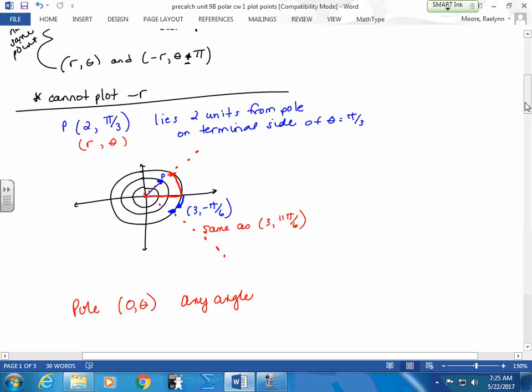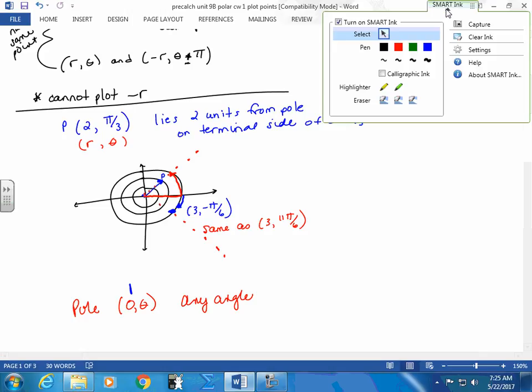Anything at the 0 is right on the, like the origin, if you will, at the pole. Because the 0 is an angle of 0, of a radius of 0, puts you right here. So it doesn't matter what angle you're at, you're going to be at the 0.